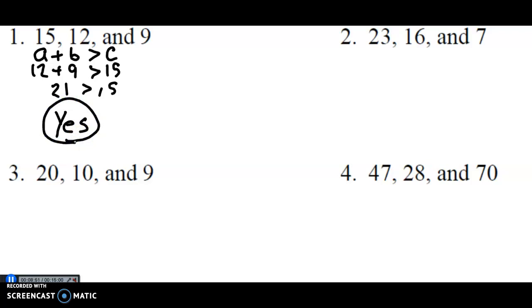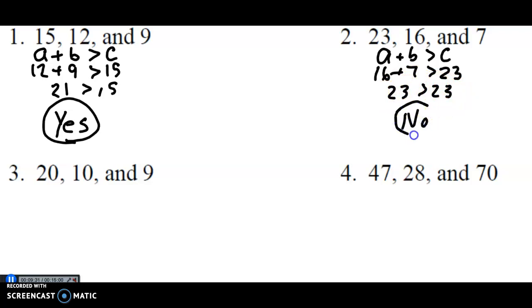For number 2, we're going to do the same thing. A plus B, and it has to be greater than C or it wouldn't open and close. And again, the way you want to handle this is you want to put the largest one in place of C. And I'll put the other two for A and B, the 16 and the 7. We're going to add those two together. 16 plus 7 is 23. And I get a statement saying that 23 is greater than 23, and that is false. That is not true, which means this one cannot create a triangle.